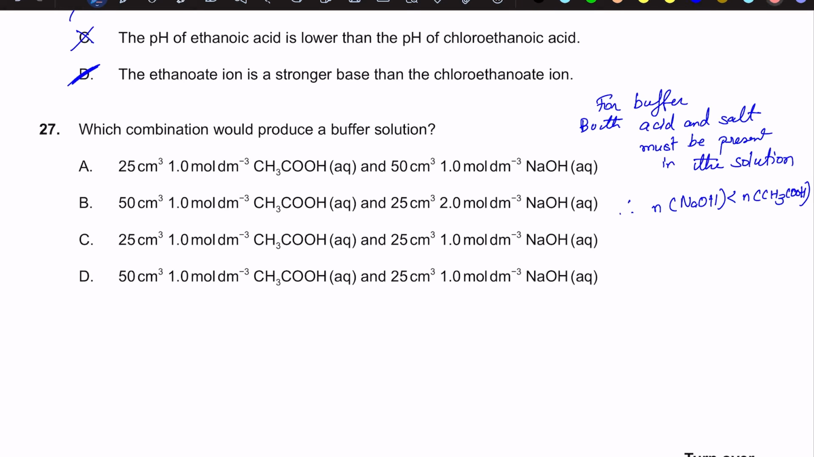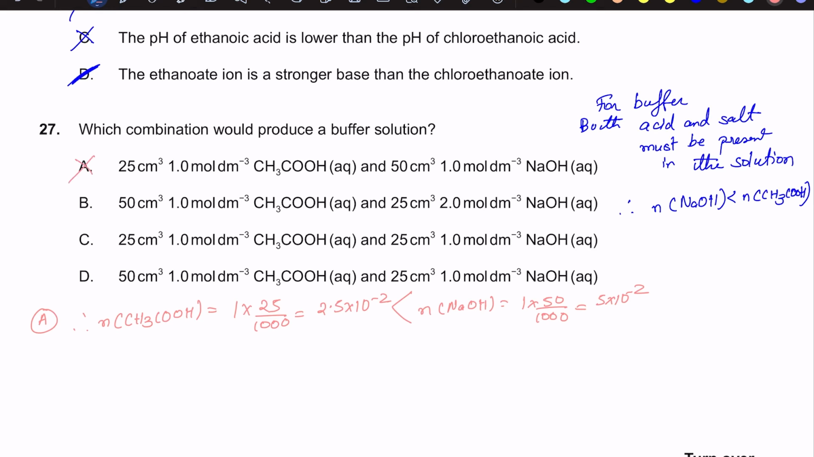Right, so we have to find out the moles of CH3COOH and NaOH. So for option A, moles of CH3COOH, concentration times volume is 25 by 1000. It's 2.5 times 10 to the power minus 2. Moles of NaOH, 1 times 50 by 1000, 5 times 10 to the power minus 2. So in this case, obviously moles of NaOH is greater than the moles of CH3COOH, so A can be eliminated.